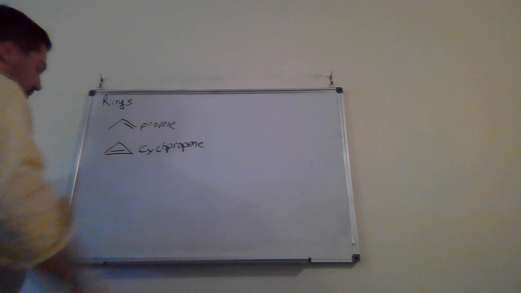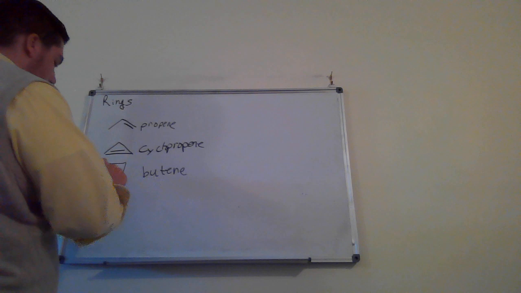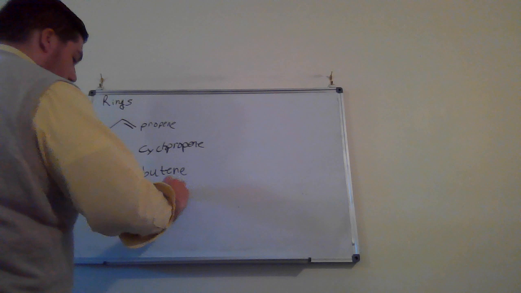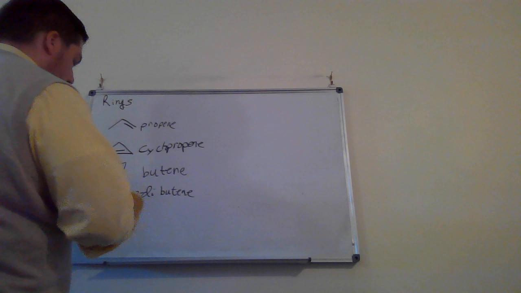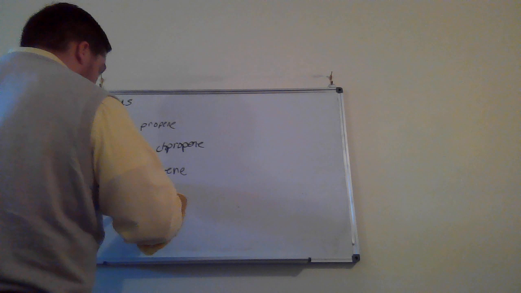Okay? Then we have butene, which we could do with two double bonds. What would be the best way to name this? Yeah, I guess this way, 1,3-dicyclo. Give me a second. Okay, here we go.